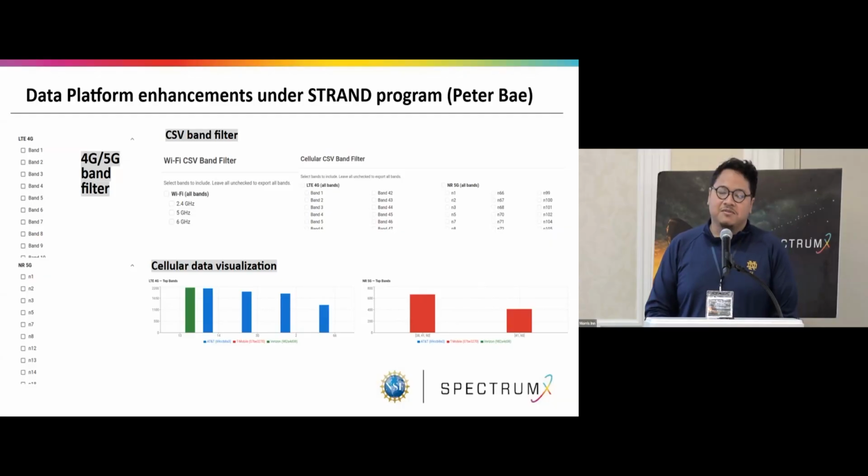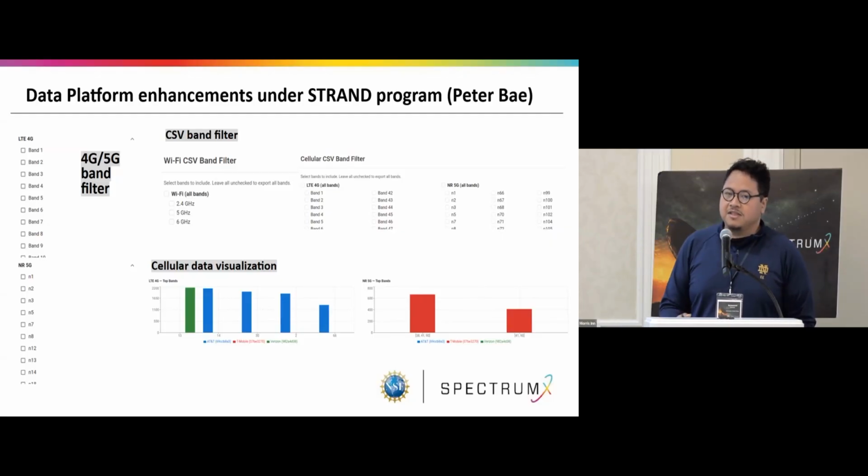So from the data that we have, we can look up specific LTE or 5G bands. This is very useful for people who wanted to see, maybe, only millimeter wave deployments, where they are in our data set. And then the second one is the CSV band filter, which we use when we export or download this data and maybe just want to see only part of the data, only data with this cellular band or Wi-Fi bands. And we also added cellular data visualization.